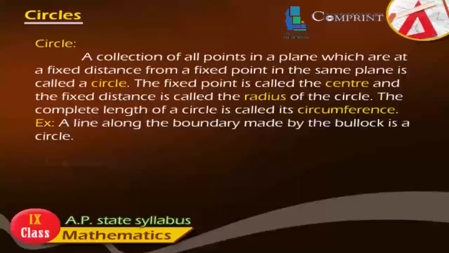Circle. A collection of all points in a plane which are at a fixed distance from a fixed point in the same plane is called a circle. The fixed point is called the center and the fixed distance is called the radius of the circle. The complete length of a circle is called its circumference. Example, a line along the boundary made by the bullock is a circle.